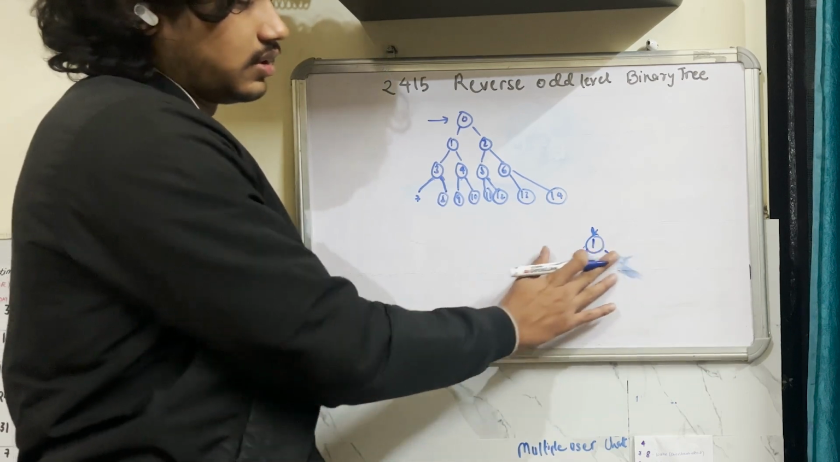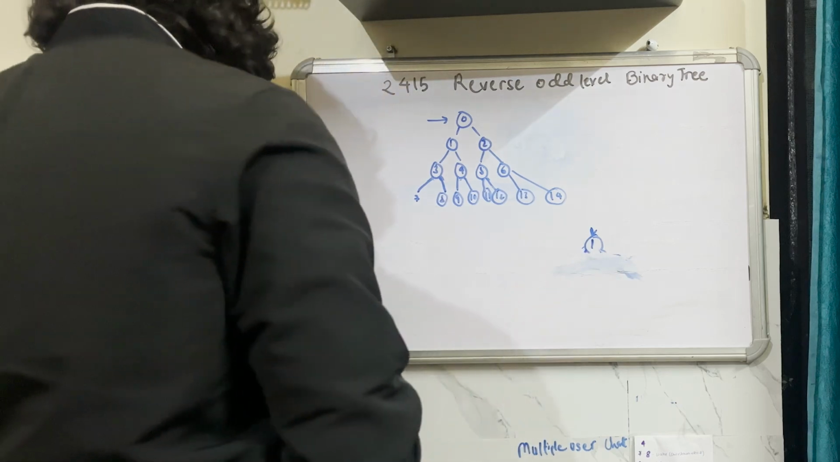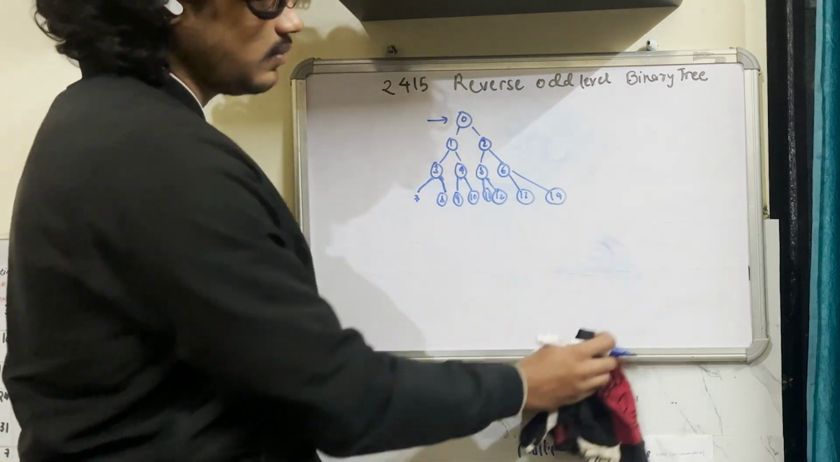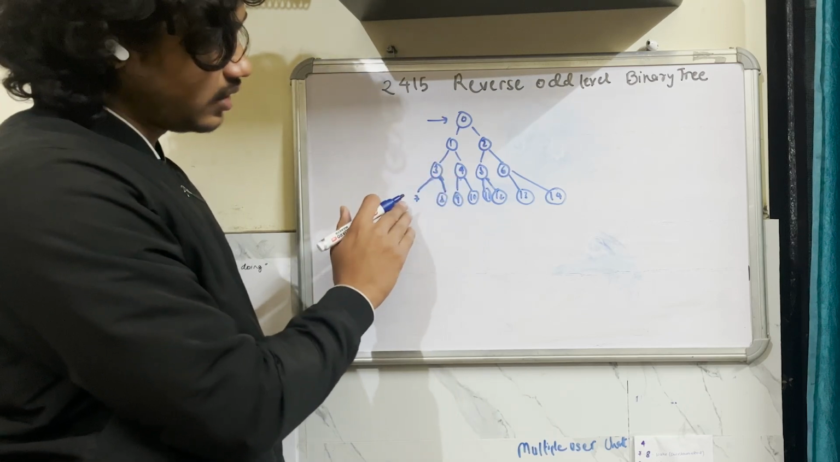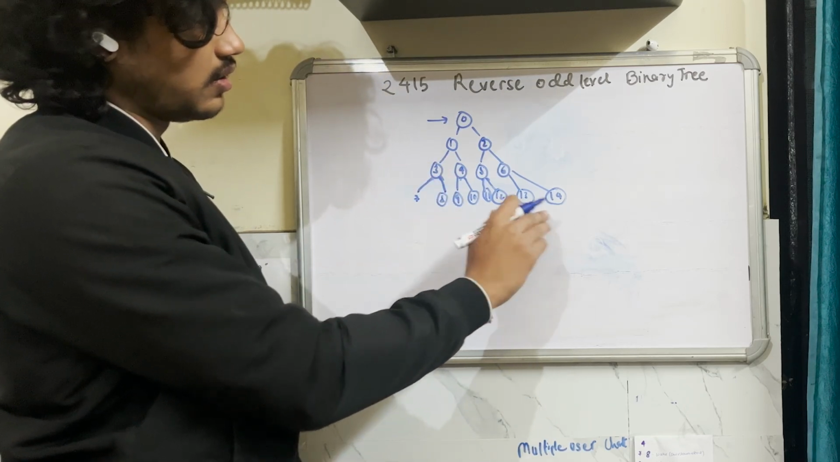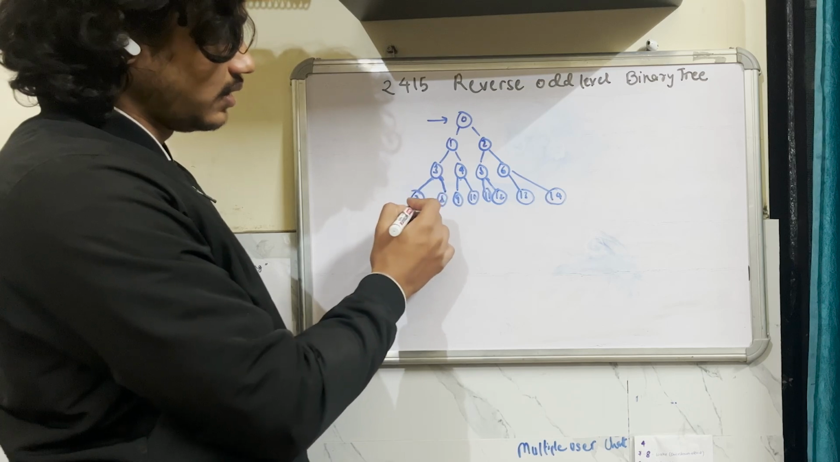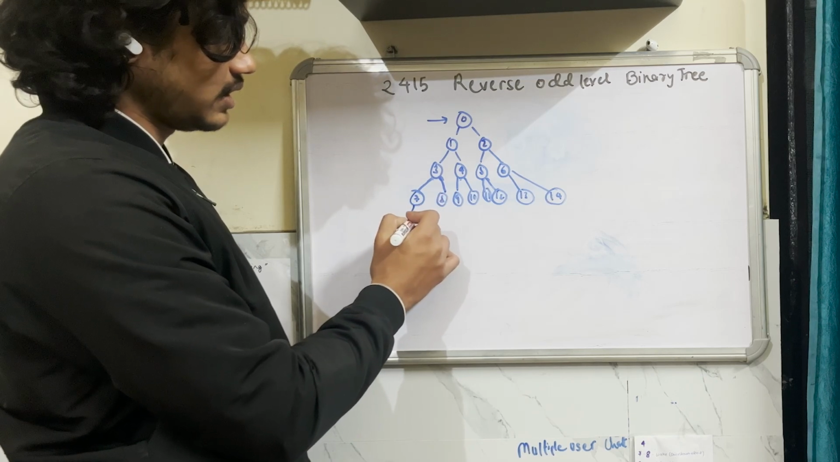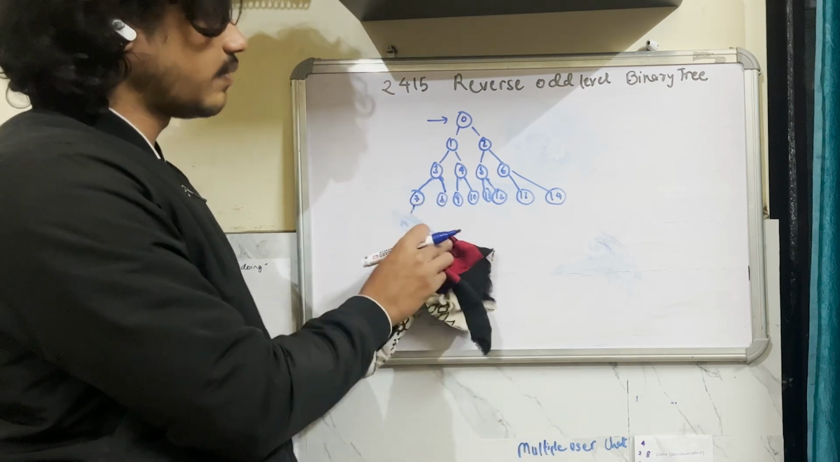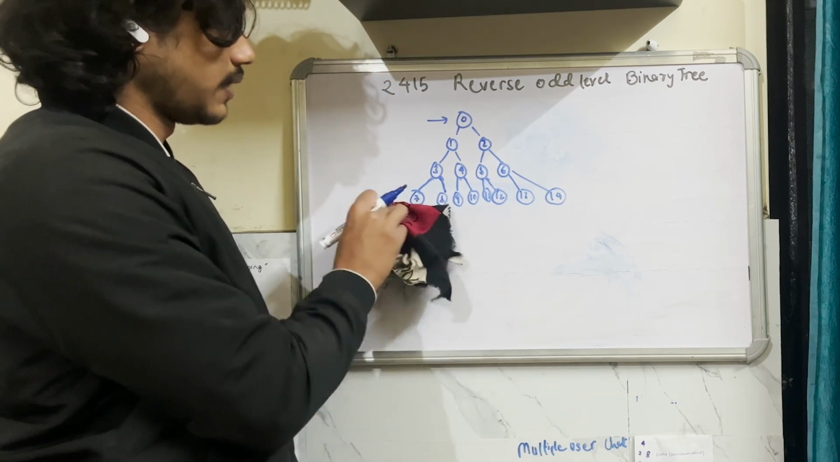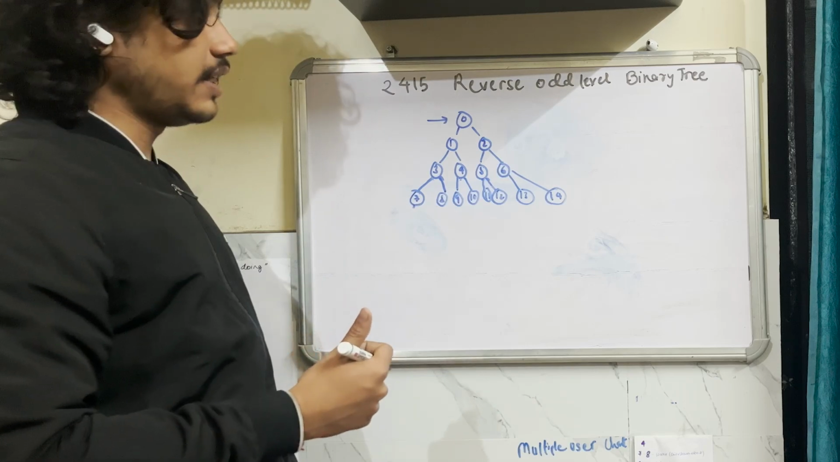You should have two children or no child, as you can see. So let me rub it. As you can see, at the last level the nodes don't have any child. If this had any child, let's say 64, this won't be a perfect binary tree. So do you understand what a perfect binary tree is?